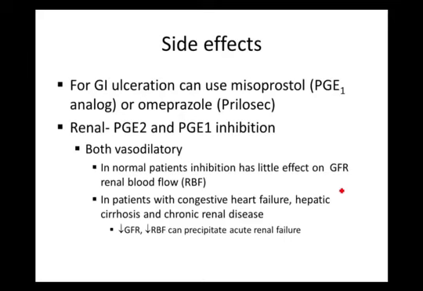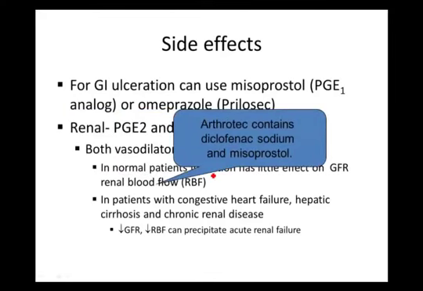You've got GI ulceration. You can give something like misoprostol, which is a PGE1 analog. You can also give Prilosec to kind of combat that irritated GI tract. In terms of inhibition, there's also PGE2 and PGE1. Both of them are vasodilatory. And then there's indications if there's altered renal physiology there as well. Oh, I forgot Arthrotec. Arthrotec contains diclofenac and misoprostol. So it's a dual regimen type of compound that you can use for some of those patients.